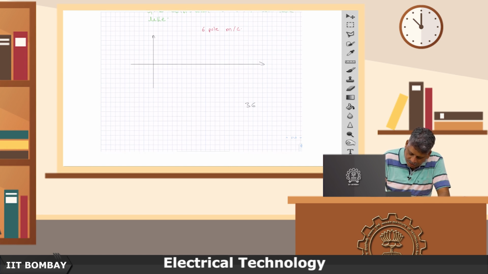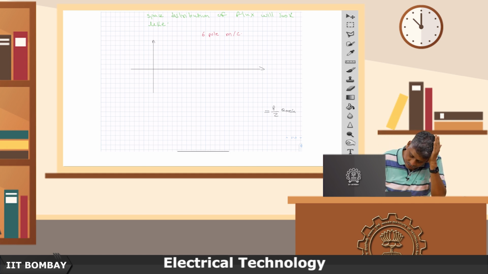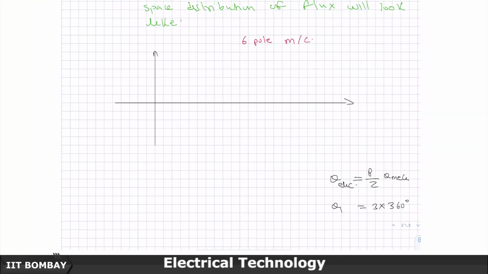So, 360 degrees mechanical. What is my P by 2 theta mech? P by 2 theta mech is equal to theta electrical. So, if I have 360 degrees of mechanical and P by 2 is going to be 3 for a 6 pole machine, this is going to be 3 times 360.